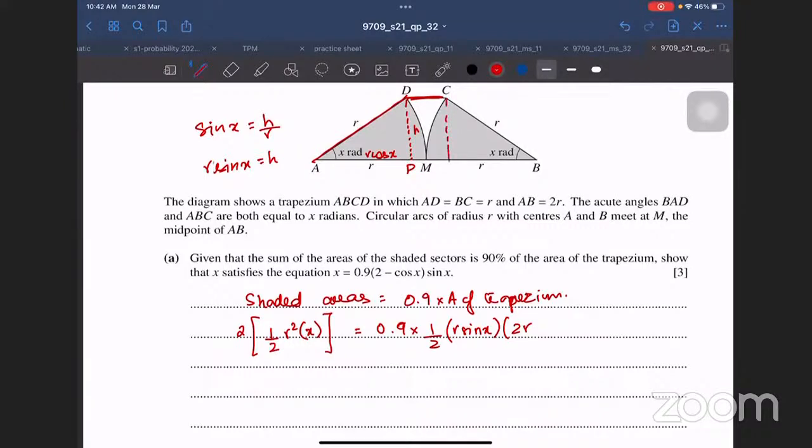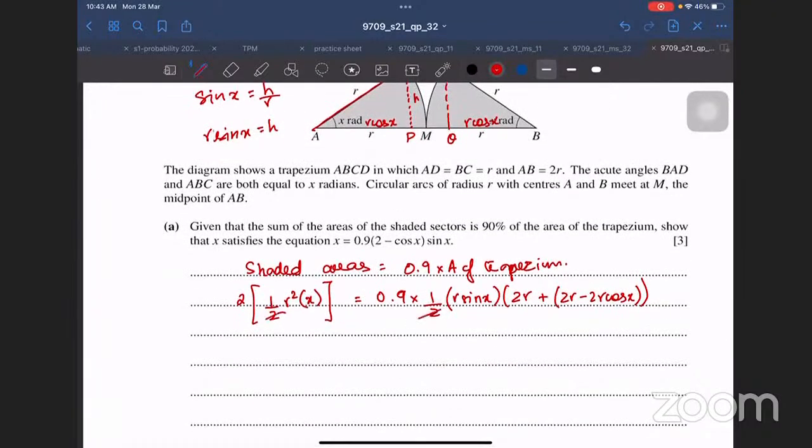Similarly, QA will also be r cos x. Then can I say that to find DC, 2r minus 2r cos x. Now, when I shuffle all of this around, I'm pretty sure that it's going to boil down to that. First, I can get rid of the half. So 2r square x, 0.9 r sine x. 2r plus 2r is 4r minus 2r cos x.